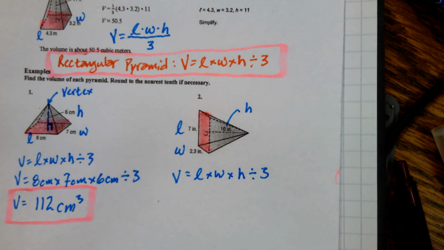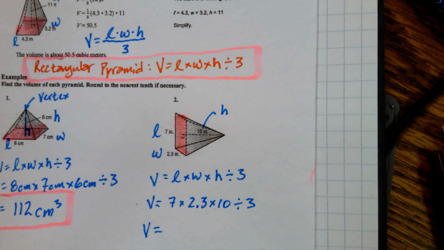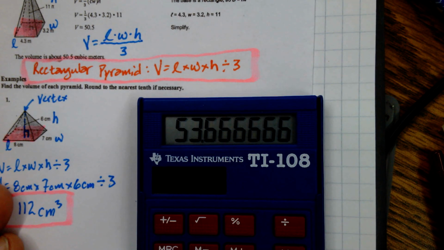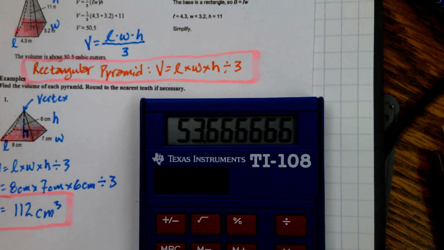Remember, it's everything we did before, length times width times height, divided by 3. Okay? Give it a try. So on my calculator, I went ahead and I multiplied, and I got this answer. How many of you got something like that? Yeah. We got to round it, though, to the nearest tenth. So 53.6 or 53.7?